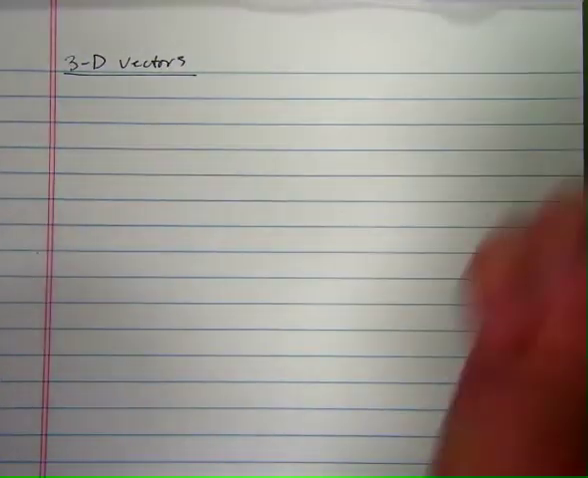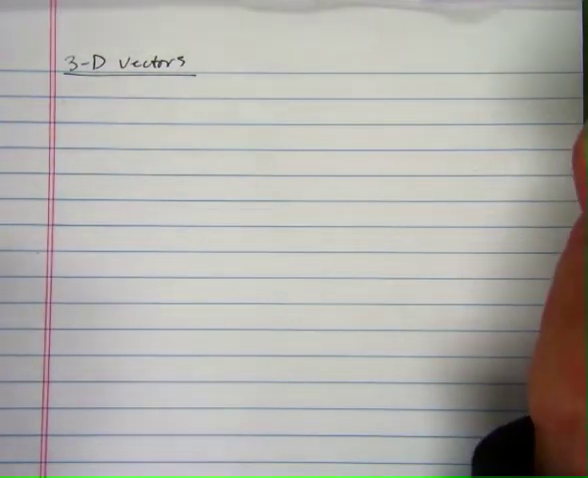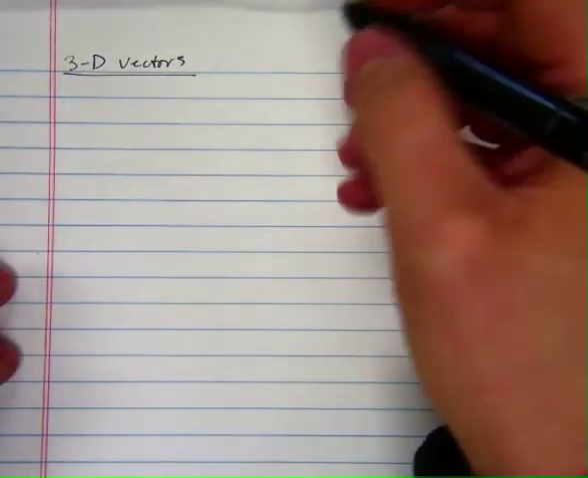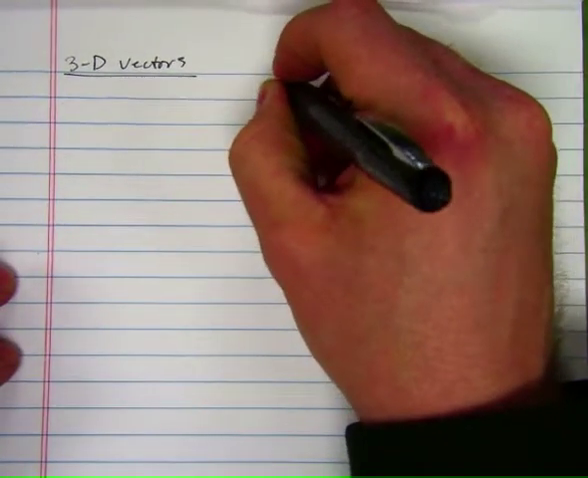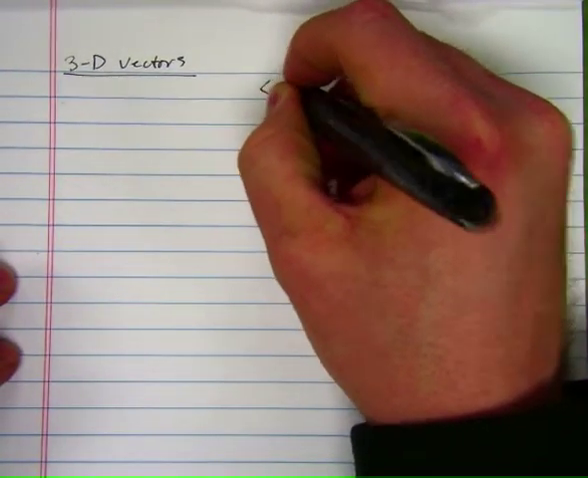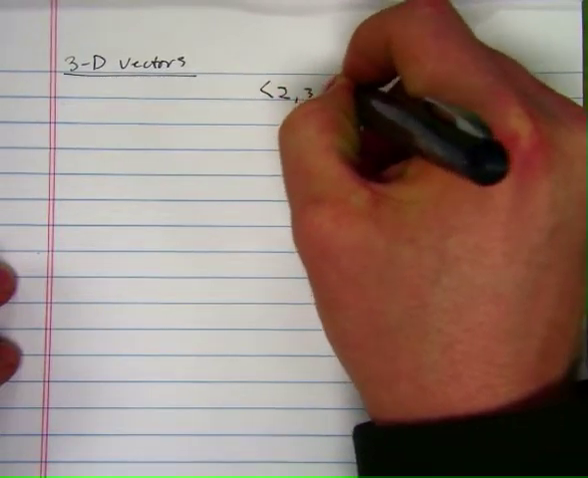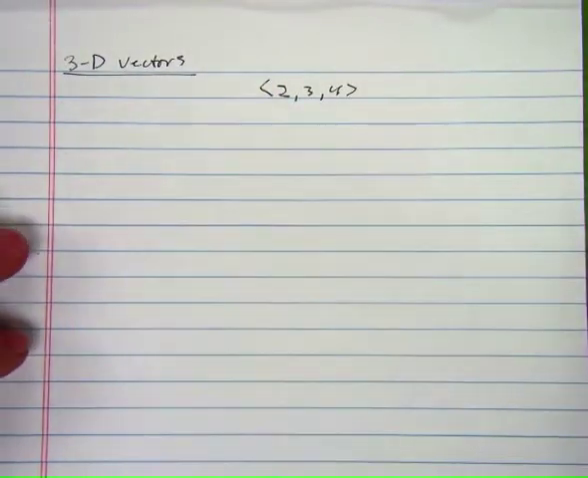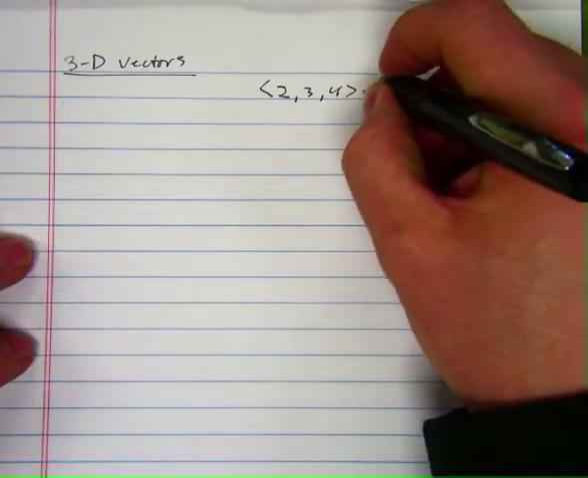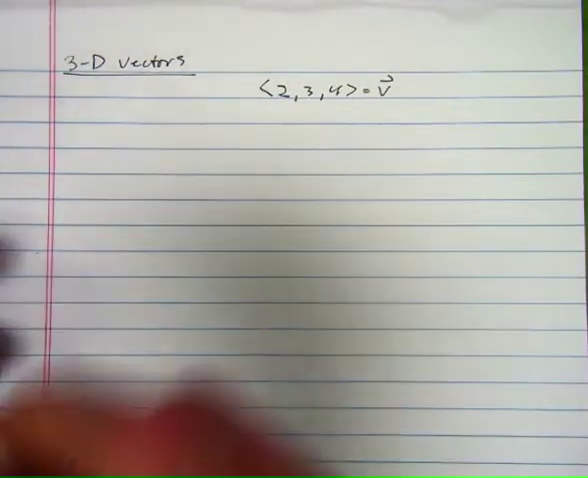So we did 2D vectors so far, and now we're going to be working with 3D vectors. They're the same exact notation, you just add another coordinate there. So that's my v vector.